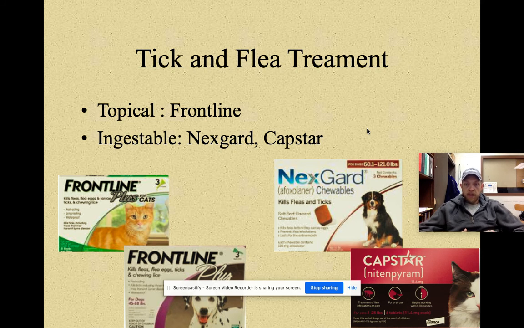A little more expensive, but let's say you're training a dog to be a water retriever for fowl, Frontline is going to get washed off pretty quickly, especially if we're working on a daily basis or a few times a week in a pond, or if we've got a dedicated pool for the dog. So giving them the chewable is extremely effective, and we know it's in their system.